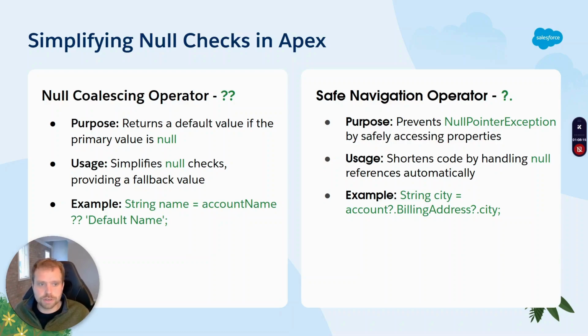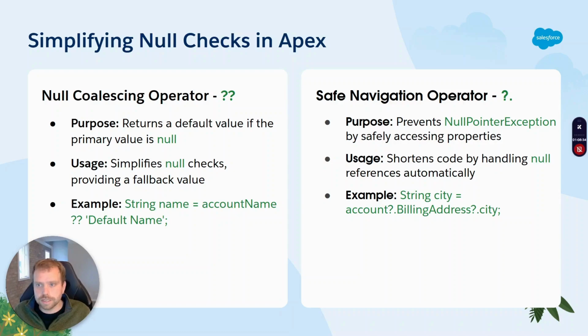To understand this operator, you have two variables with the double question mark in the middle, and all it's saying is, hey, if account name equals null, let's use the second variable. If it does not equal null, we'll just stick with account name. So it's a cleaner way to write code. You don't have to do nested if-else statements and so forth.